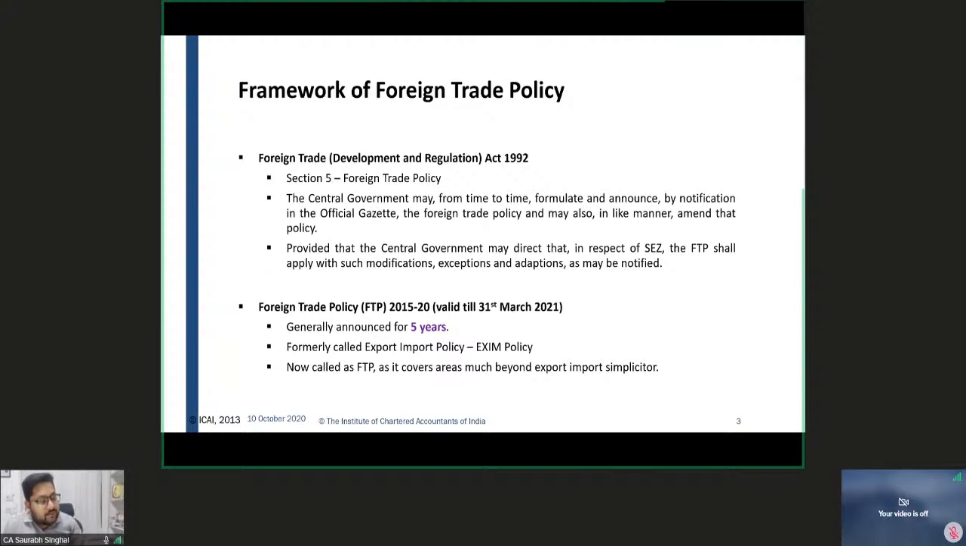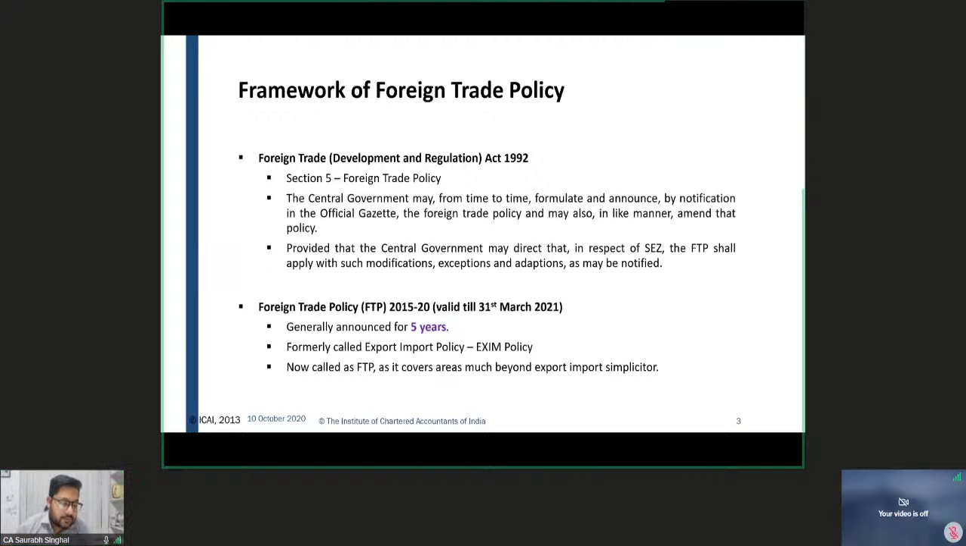The latest policy that we are sitting on is the policy for the 5 years 2015 to 2020. When I say 2015 to 20, that means it is applicable from 1st April 2015 to 31st March 2020. However, on account of the continuing pandemic of COVID-19, the government has not been able to bring about a new foreign trade policy in the month of March 2020.